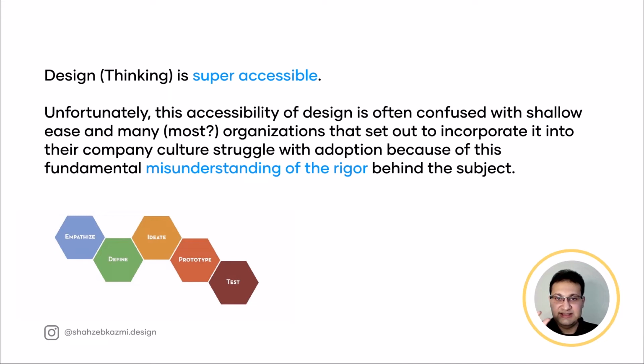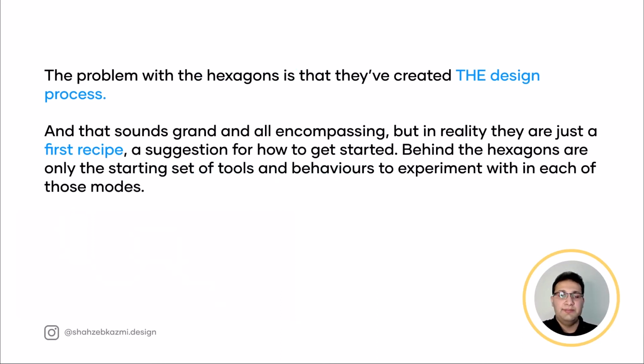Design thinking, or design in general, is super accessible. Unfortunately, this accessibility of design is often confused with shallow ease, and most organizations that set out to incorporate design in their culture struggle with adoption because of this fundamental misunderstanding of the rigor behind the subject. They underestimate the effort that goes into design. They just associate the entire process with design thinking and these five hexagons. But the problem with the hexagons is that people treat them as the design process, the only process, an all-encompassing thing we can use for every problem.